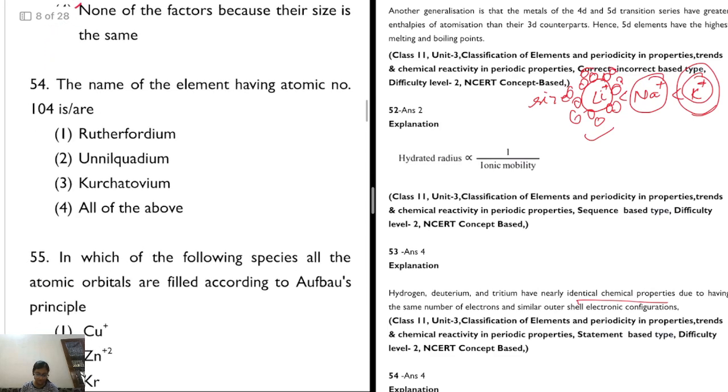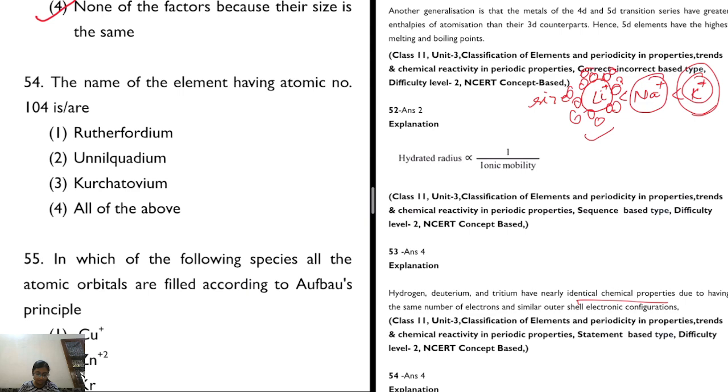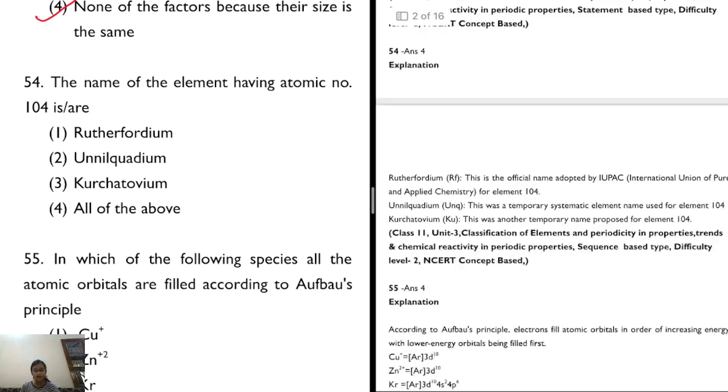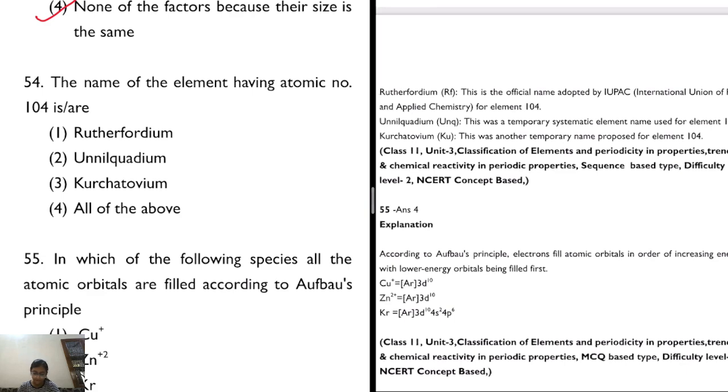Let's see the next question. It says, the name of the element having atomic number 104. So see, for this you have to learn a few things. See, rutherfordium, this is the official name. Okay, it was adopted by IUPAC. What is IUPAC? International Union of Pure and Applied Chemistry. Now, unnilquadium, okay, so this was also a temporary name. Un-nil-quadium, one-zero-four. So this was also a temporary name. And this was also another temporary name for element 104. So all of the above would be the answer.